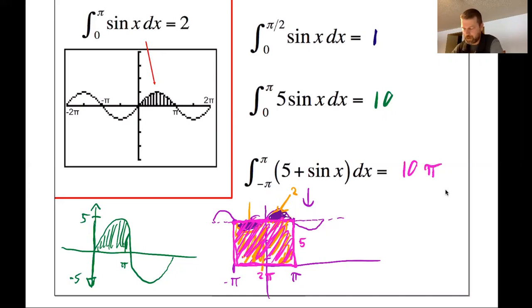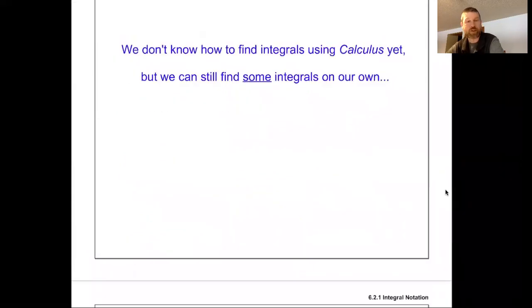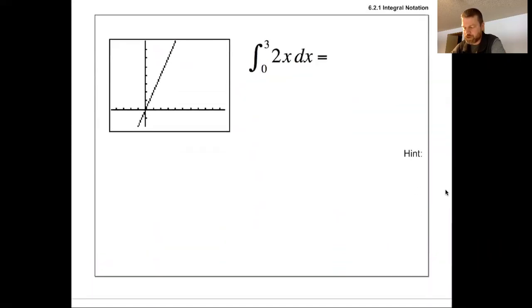All right, that was a tough one. So we don't know how to find integrals using calculus yet. We've already mentioned that, but we can still find some other integrals on our own. The ones you're going to be asked to do in your homework are more like this.